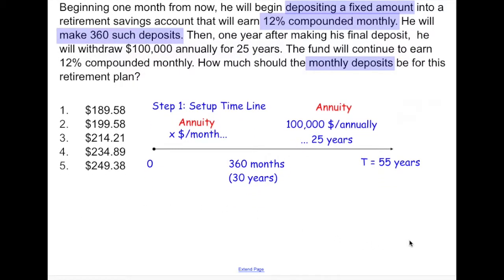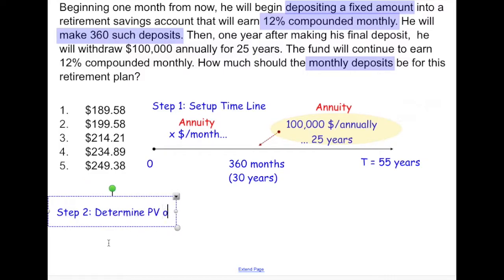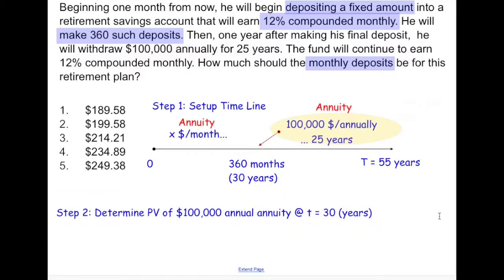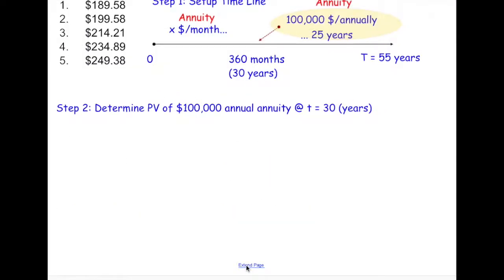The next step is really to figure out how much money we need. Essentially, we're going to figure out what is the value of these annual withdrawals at time 30. So in step 2, we're essentially going to figure out what is the value of these 100,000 annual withdrawals at time 30. And the way that we're going to do that is simply by using our finance calculators.